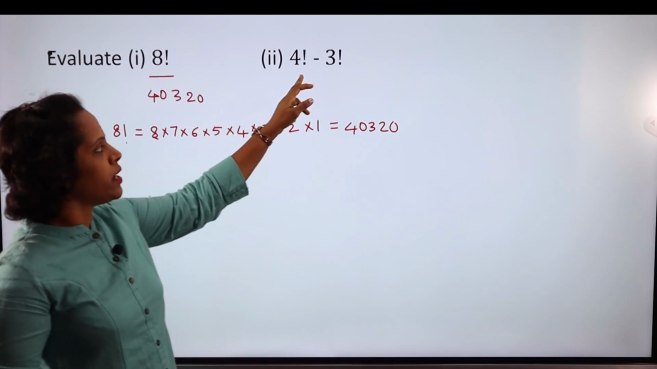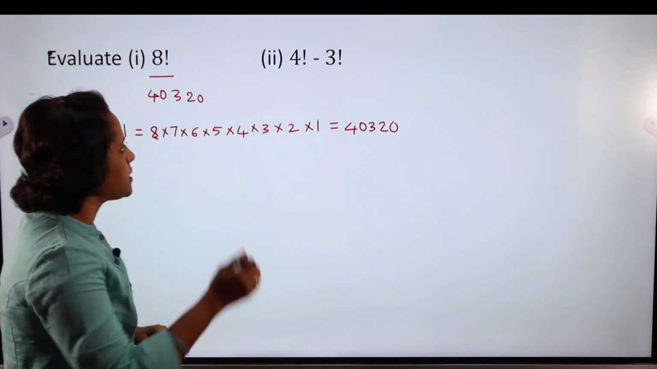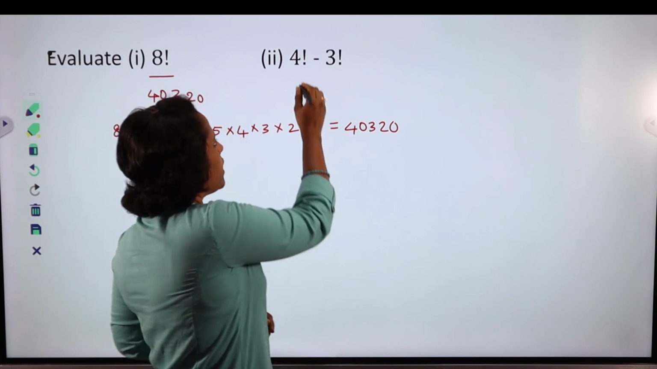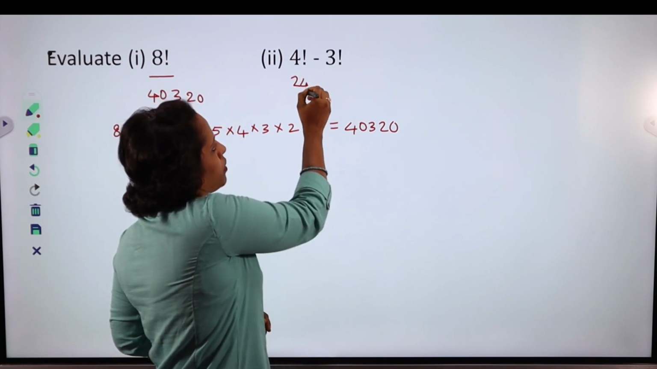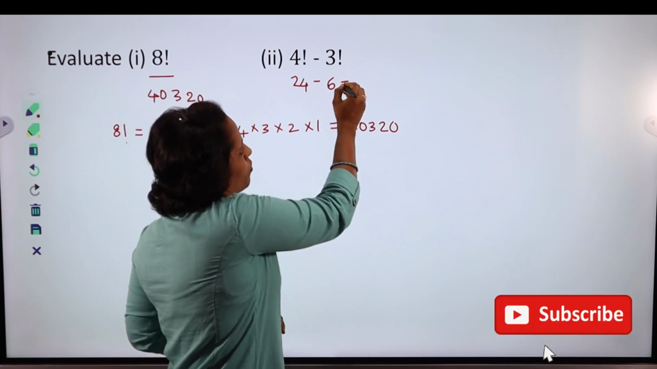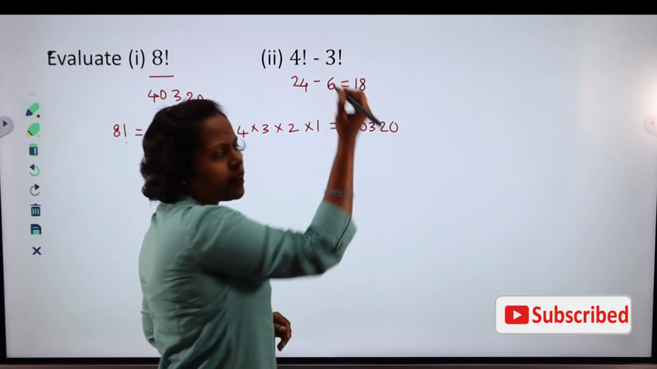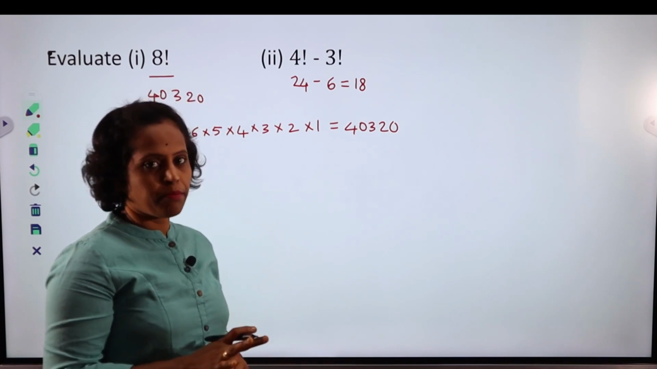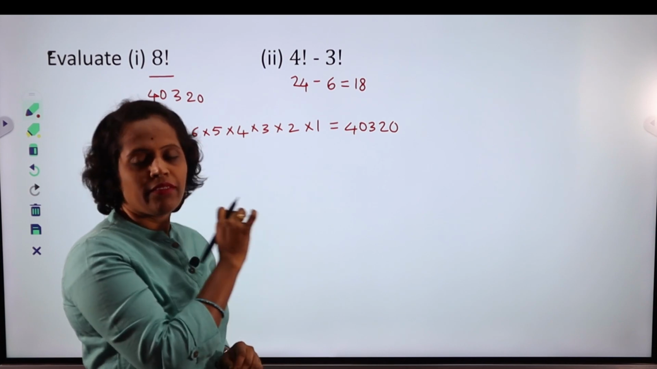The next question is 4 factorial minus 3 factorial. As you know, 4 factorial is 24, minus 3 factorial, which is 6. 24 minus 6 is 18. Simple. So if you remember the factorials of the numbers, you can solve this directly within a second.